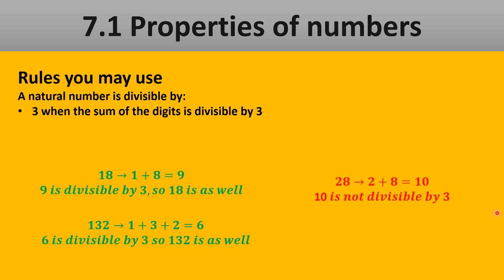I'll also give you a counterexample. If we take a look at 28, that's 2 plus 8 is 10. Well, 10 is not divisible by 3. It does not give me a nice natural number as a result. So, in this case, 28 is also not divisible by 3.